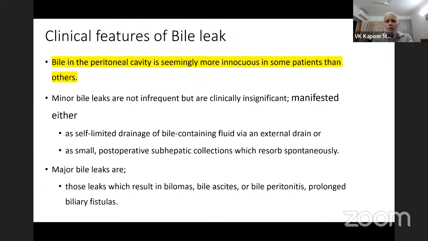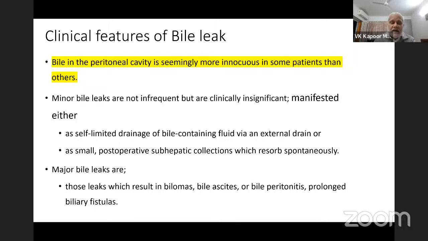Now, bile in the peritoneal cavity behaves in a very erratic fashion. We all have seen patients with litres of bile in the peritoneal cavity, biliary ascites, and roaming around in the OPD with no sepsis. On the other hand, even a small amount of bile in the peritoneal cavity can cause havoc. This patient, which I referred to, when we re-explored him after about 4 or 5 days, we didn't find more than 50 or 100 ml of bile in the subhepatic area, but he had gone into severe systemic sepsis.